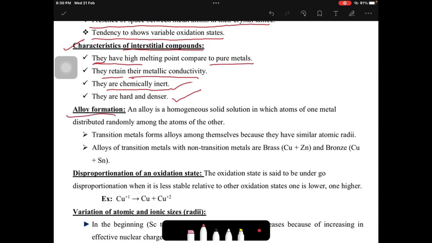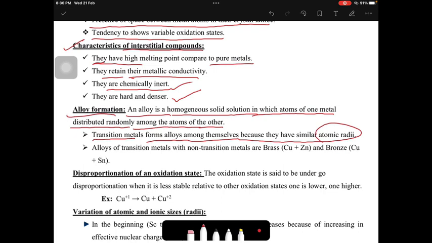Next, alloy formation. An alloy is a homogeneous solid solution in which atoms of one metal are distributed randomly among the atoms of the other. Transition metals form alloys among themselves because they have similar atomic radii. Alloys of transition metals with non-transition metals are brass, copper and zinc, and bronze, copper and tin.